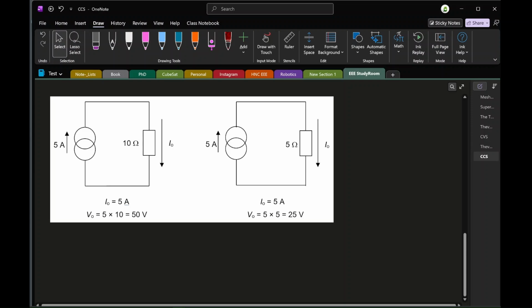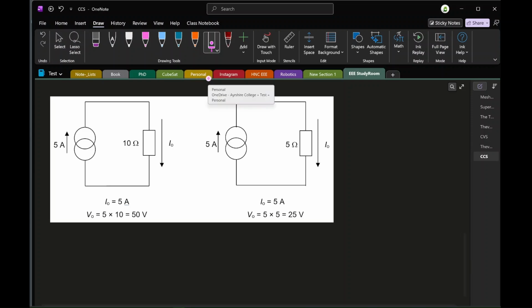If we take a look at a quick example which might make this a bit more helpful. We have a current source on the left hand side with a magnitude of 5 amps. We have a load of 10 ohms. Taking a look at our output, Vout is going to be equal to 5 times 10, which gives us a 50 volt drop across the 10 ohm load right here. So there's going to be a 50 volt drop across these two terminals either side of the resistor.